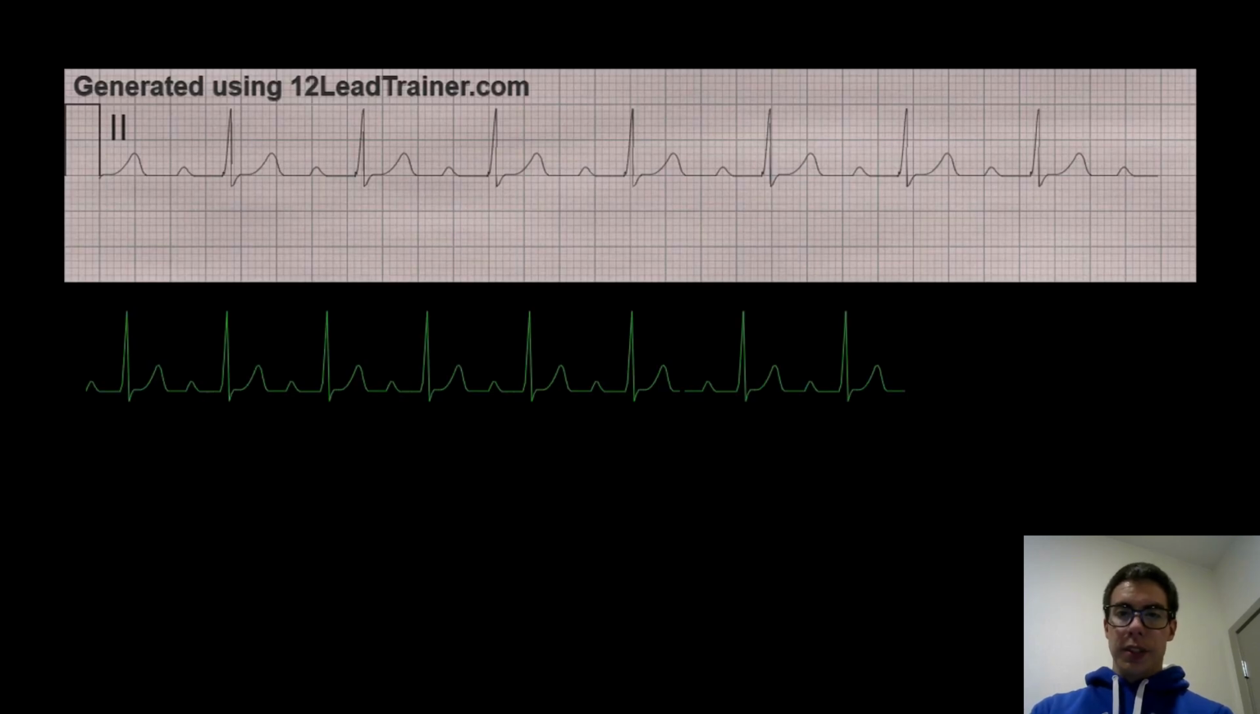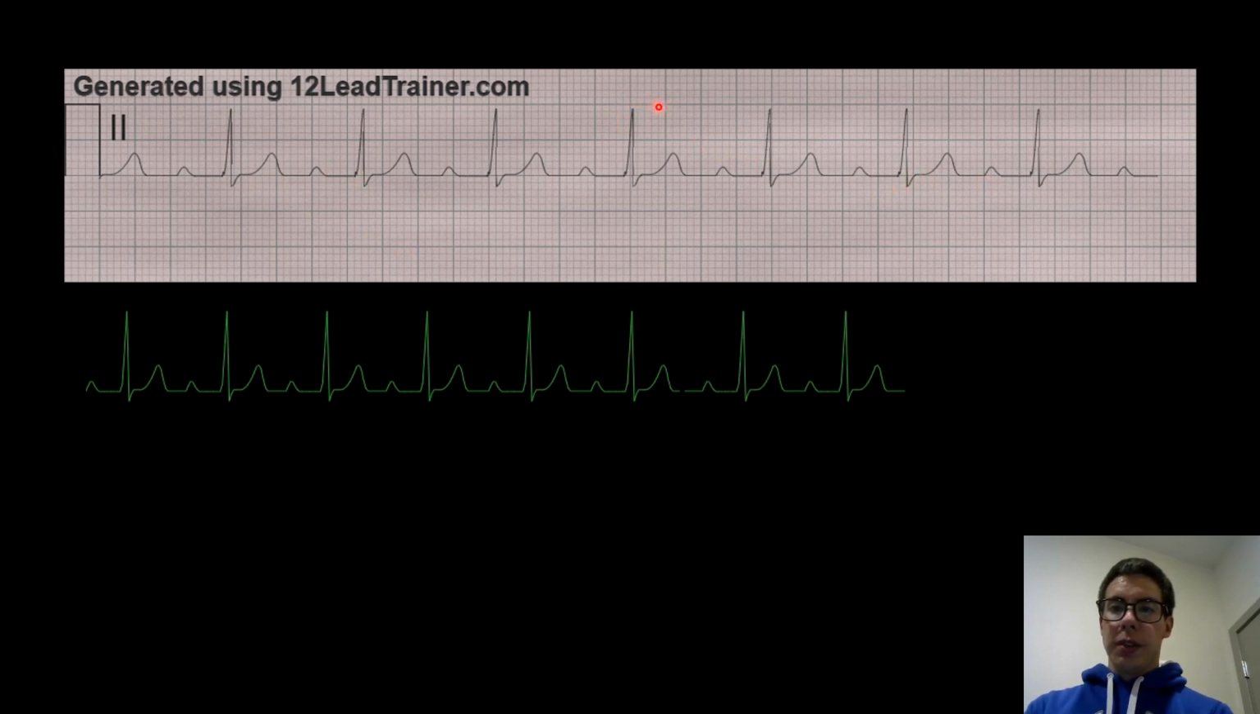This is an example of a first degree block. So the underlying rhythm here is a sinus rhythm, which we know because we have upright P waves that are monomorphic, so they all look the same. They're symmetrical, and they're pretty round. So this all meets criteria for a sinus rhythm.